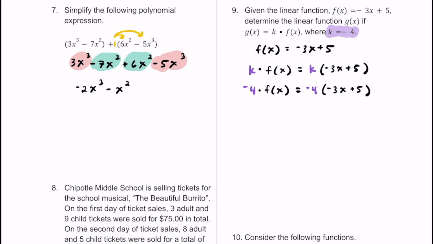So all you have to do is distribute this negative 4 to both of these terms inside here. If we do that, we're going to get 12x, and then negative 4 times positive 5 is going to be negative 20. And so this is negative 4 times f of x, but that's really the same thing as k times f of x, which we're told is g of x. So we can say here that g of x is equal to 12x minus 20, and that would be another linear equation.